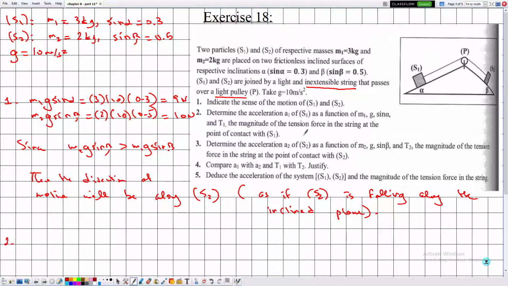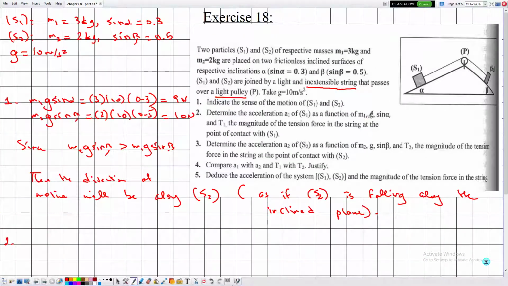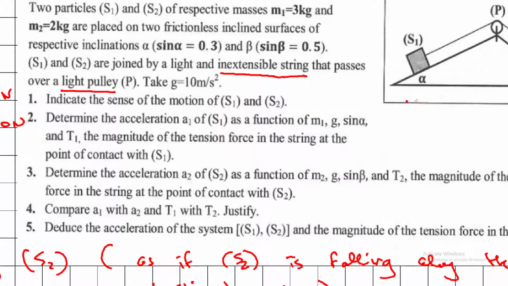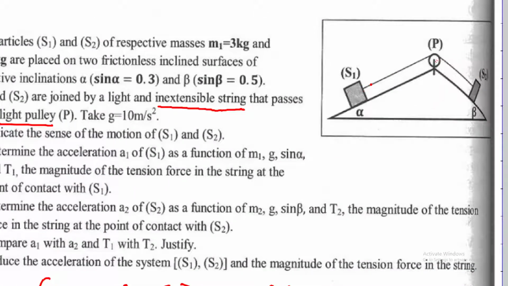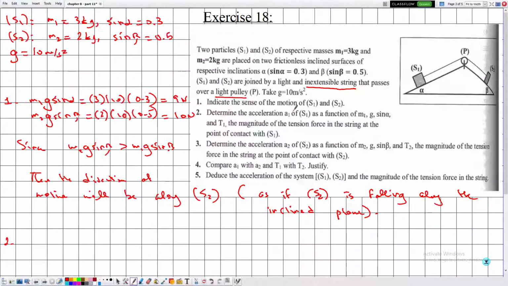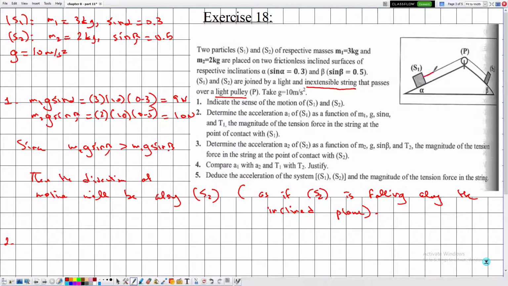Now in number 2 they are telling me to determine the acceleration a1 of S1 as a function of m1 g sine alpha and T1, the magnitude of the tension force in the string at the point of contact with S1. So here they are asking me to determine the acceleration, and this can be determined by Newton's second law for translation. Because S1 undergoes a translational motion, it doesn't rotate, and moreover they told me the acceleration. If they are asking about the angular acceleration, they would have been more specific. And the tension T1 is the magnitude of the tension force in the string at the point of contact with S1.